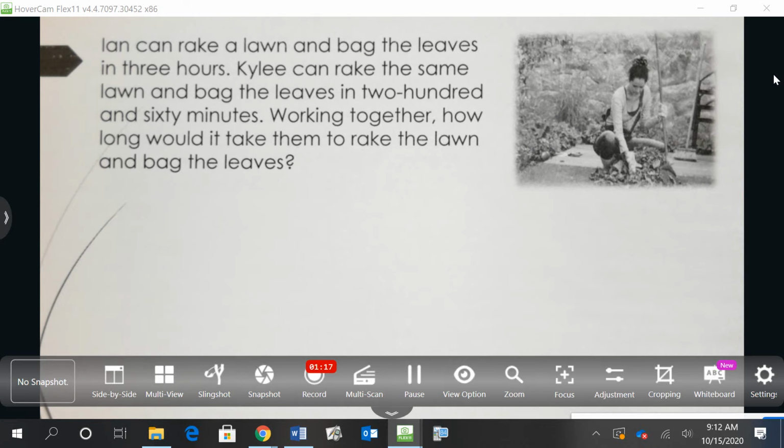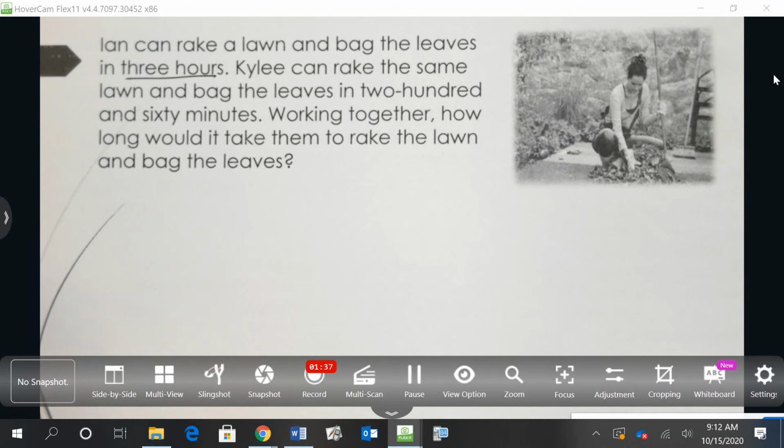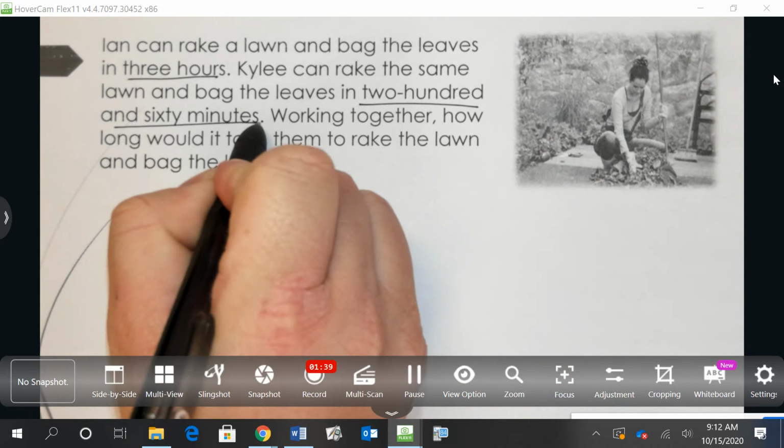Ian can rake a lawn and bag the leaves in 3 hours. Kylie can rake the same lawn and bag the leaves in 260 minutes. Working together, how long does it take them to rake the lawn and bag the leaves together? So the first thing we always have to do is make sure we're working in the same units. So we have 3 hours here and 260 minutes here.